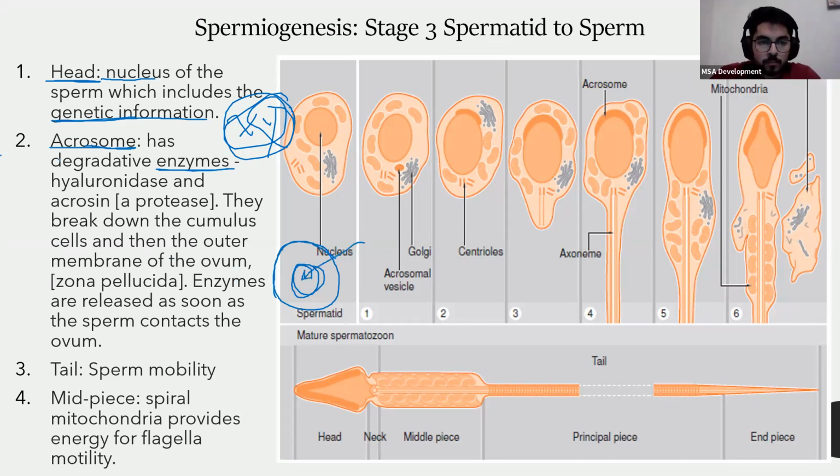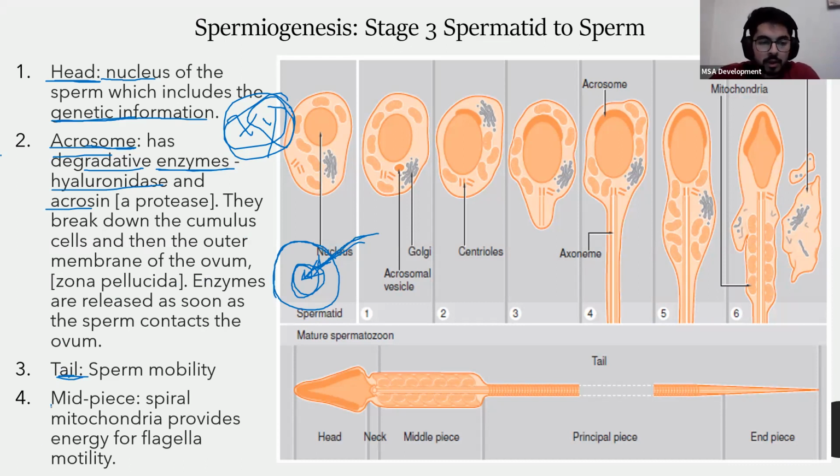So again, this acrosomal vesicle contains degrading enzymes like hyaluronidase and acrosin, which are going to break through the zona pellucida and help the sperm reach the oocyte, or the ovum, to fertilize it. Without these acrosomal enzymes, the sperm cannot penetrate through the zona pellucida. It's impossible. The third part is the tail, and it's very simple. The function of the tail is sperm motility, movement of the sperm.